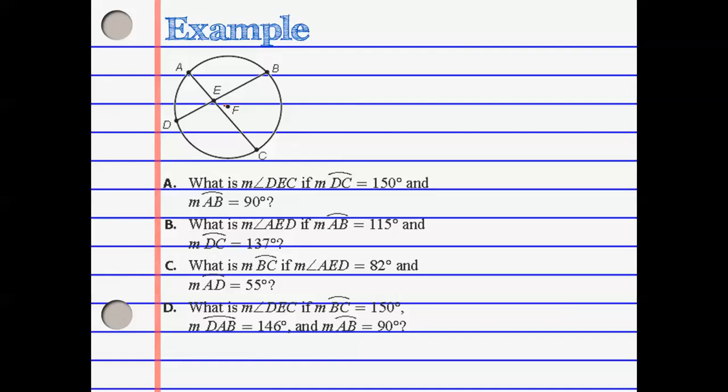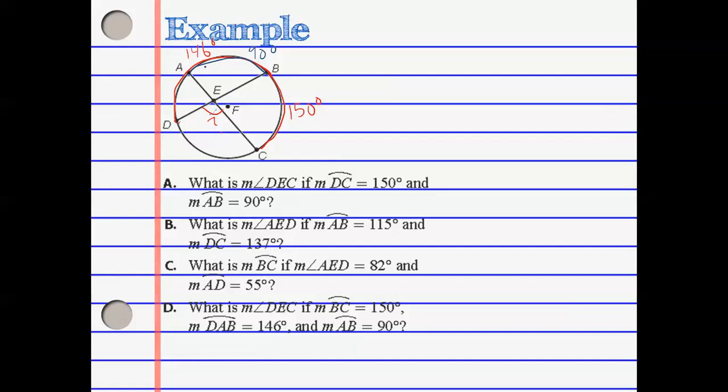Okay, last one says, what is the measure of angle DEC? So here's my question mark. If the measure of arc BC is 150 degrees, the measure of arc DAB, so this big arc right here, is 146 degrees. Let me change my pen color so we know what we're talking about here. And the measure of arc AB, the smaller arc, is 90 degrees. In order to find this angle DEC, I have to know what this little piece of the arc is.